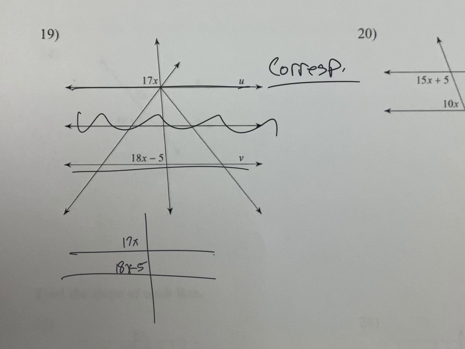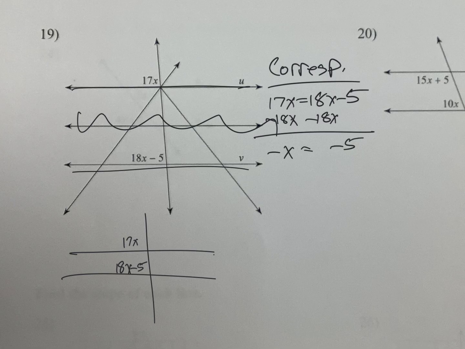It's hard to tell, but they're both acute, so they're both equal. So 17x equals 18x minus 5. We have a single x term on the left, so let's move the 18 to that side by subtracting it. And that's a negative x then. Negative 1x. You all know that that's a negative 1 there. And we have a minus 5 on the right. Don't drop your minus sign.